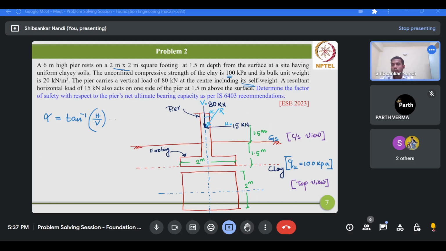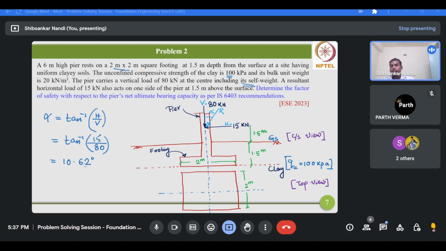Am I correct? This alpha you can calculate as tan inverse H by V. I think I am correct. So that means tan inverse 15 divided by 8, so it will be, I think, 10.62 degrees. So this is the vertical inclination of the applied resultant load, the resultant of the vertical load of magnitude 80 kilonewton and horizontal load of magnitude 50 kilonewton.